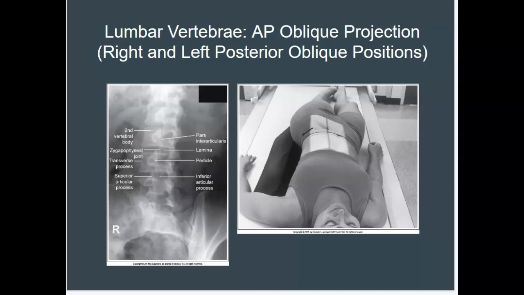The 12th thoracic vertebra, 1st through 5th lumbar vertebra, 1st and 2nd sacral segments, and the sacroiliac joints are included within the exposure field. Additionally, the vertebral column should be parallel with the tabletop IR so that the T12 to L1 and L1 to L2 intervertebral joint spaces remain open. So make sure that you have that patient's vertebral column parallel to keep those joint spaces open.